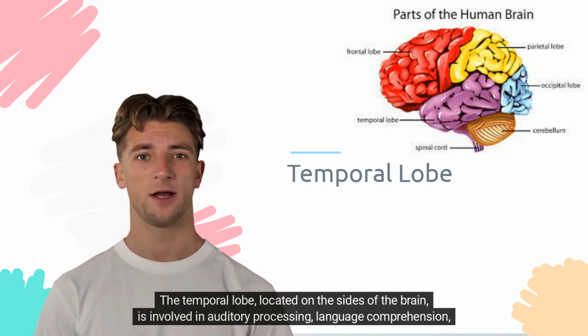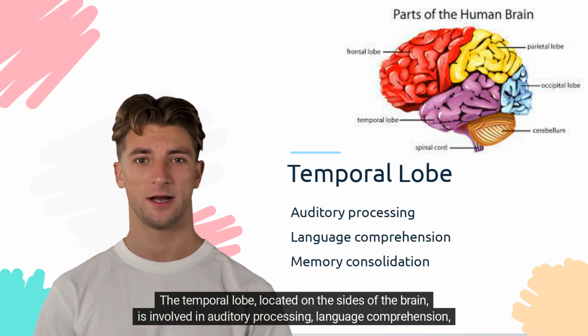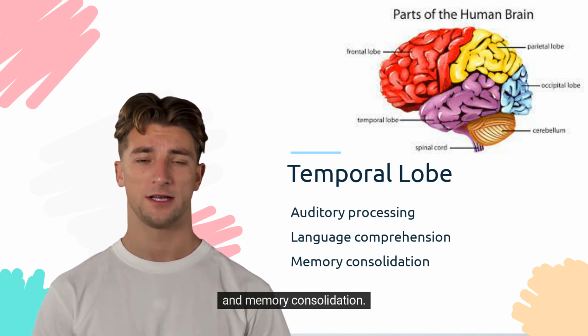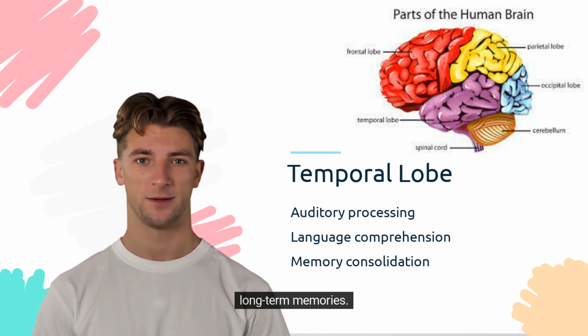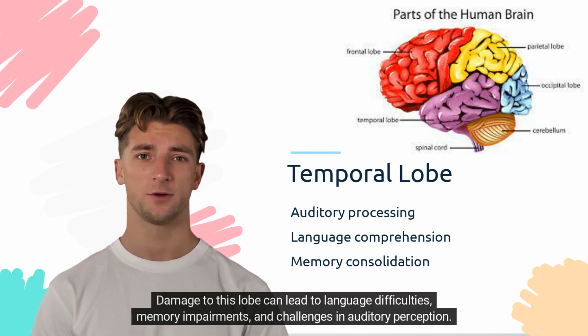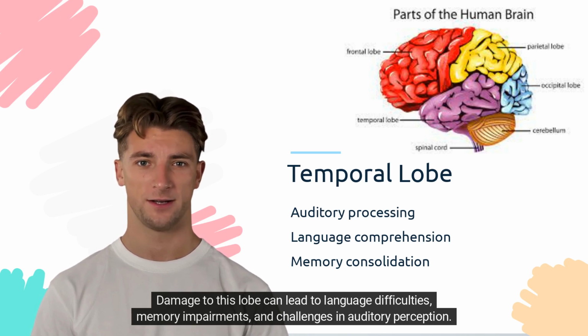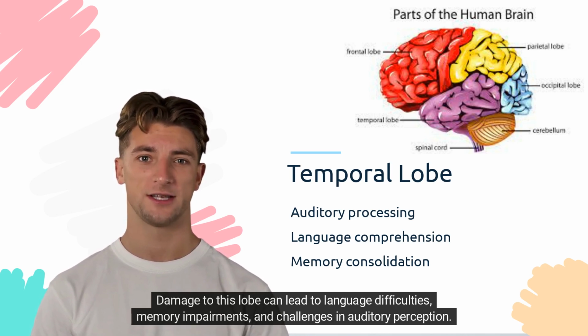The temporal lobe, located on the sides of the brain, is involved in auditory processing, language comprehension, and memory consolidation. It plays a key role in recognizing and interpreting sounds, understanding language, and forming and retrieving long-term memories. Damage to this lobe can lead to language difficulties, memory impairments, and challenges in auditory perception.